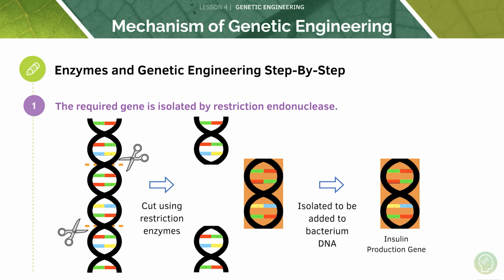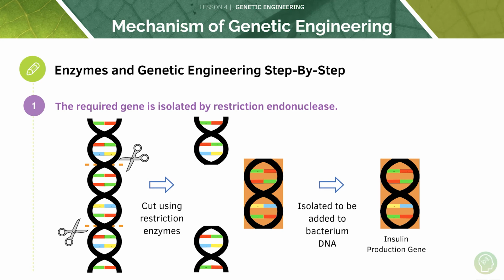So how do we cut our required gene? Well, we use these enzymes that act as scissors. Now, these enzymes are called restriction endonucleases, so learn this term because you will really impress your examiners if you use them. So we cut our DNA using restriction enzymes, restriction endonucleases.